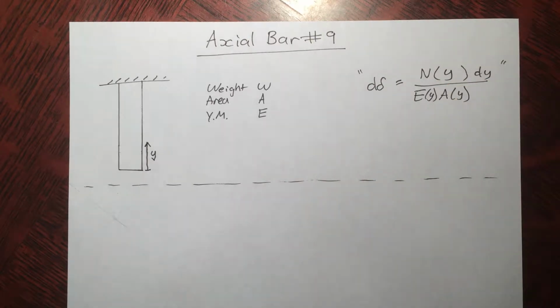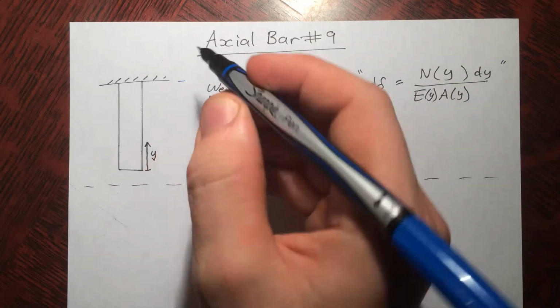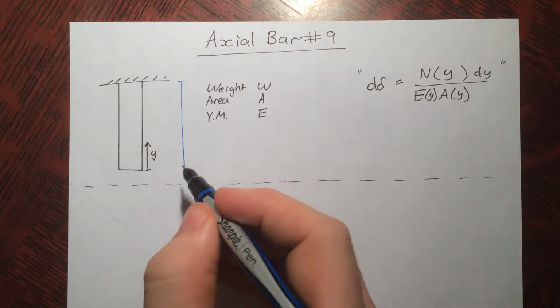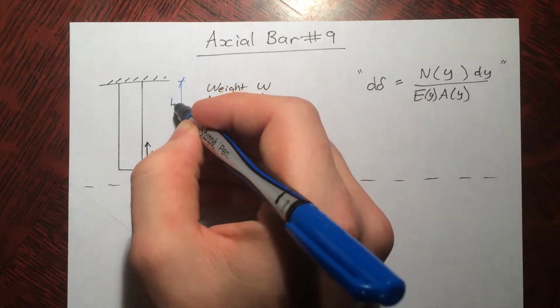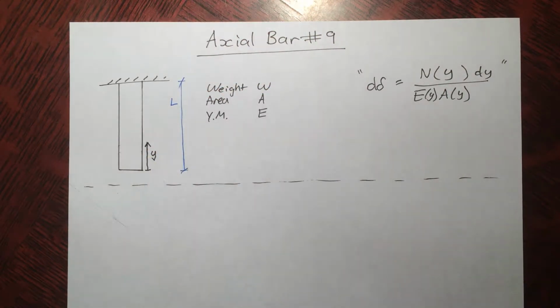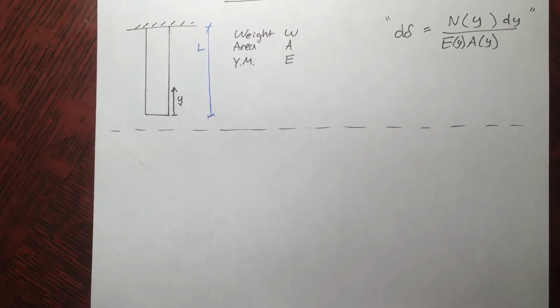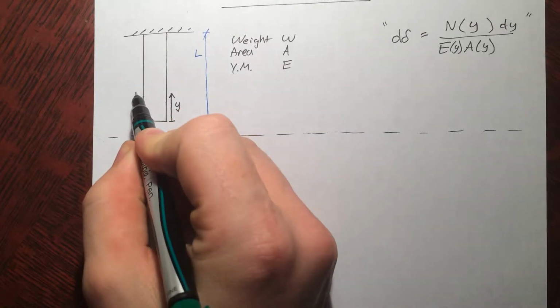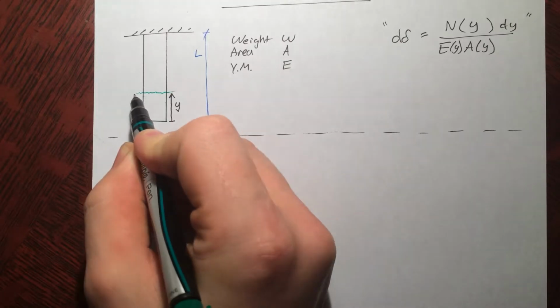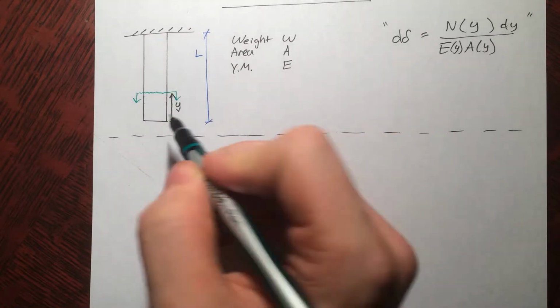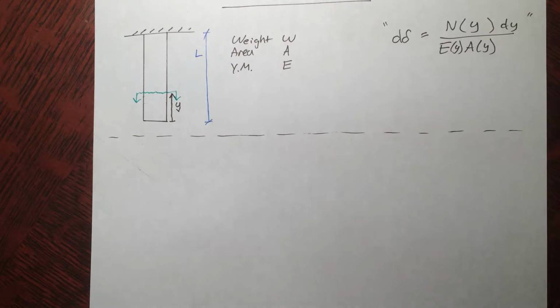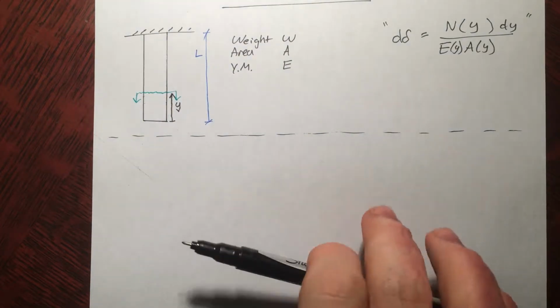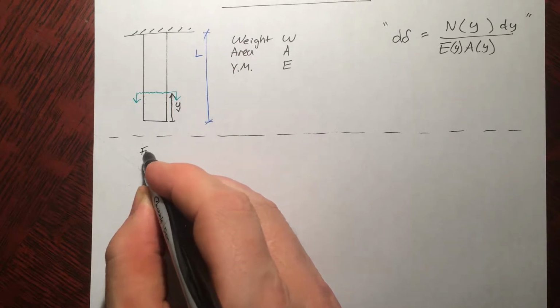And let's not forget, this thing here has a total length, L. Okay, so let's make a free body diagram first, because like usual, that's the way we do it to find the internal forces. So we'll make a cut at a distance y up from the free end of the bar here, and we'll get ourselves a free body diagram happening here.